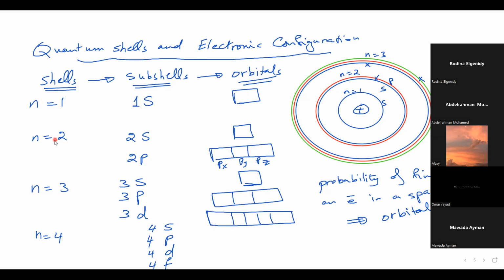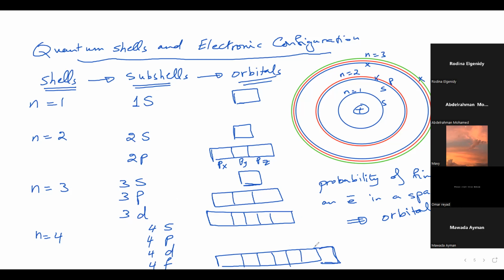For the second shell, the 2s has only 1 orbital, but the 2p has 3 orbitals. The 3s has only 1 orbital, the 3p has 3 orbitals, the 3d has 5 orbitals, and the f has 7 orbitals. You see, all the numbers are odd numbers: 1, 3, 5, and 7. We have 7 orbitals.